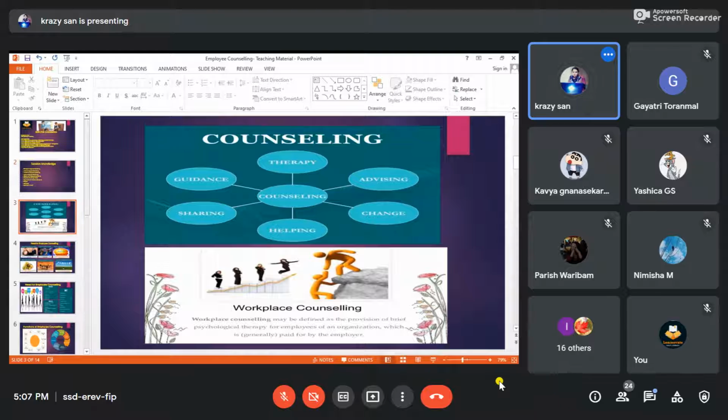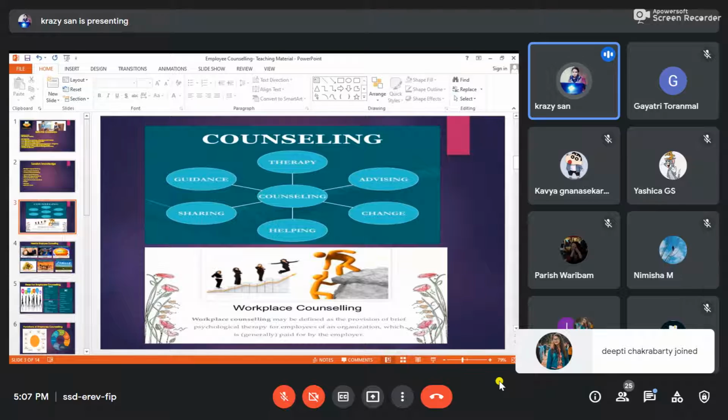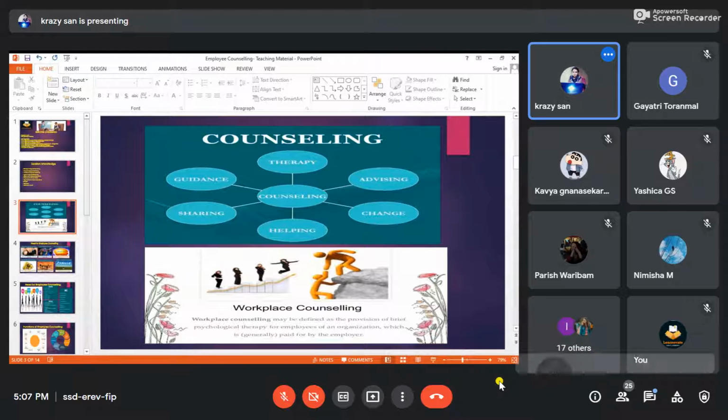So let's begin. You can see in the picture, counseling, right? Always understand that counseling is a two-way process. It's not a single-way process, it's a two-way process, which means a counselor, usually a superior, provides advice and assistance to his subordinates, okay? Superior to subordinates or experts. Sometimes companies even hire expert counselors for their human resources.